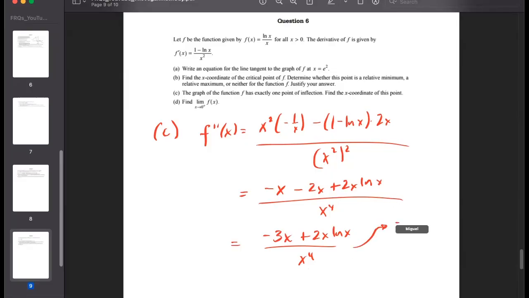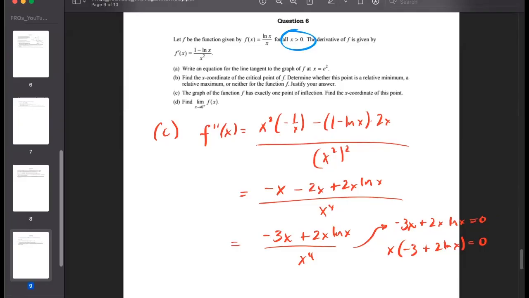So I can just set the top equal to 0. Factor out an x and have negative 3 plus 2 natural log of x is equal to 0. Now, technically, we can say that x equal to 0 is one of the possible points of inflection in this case. But like we mentioned before, natural log is not defined at 0, so we can't even use that point. And at the very top, they tell us that our function is defined when x is greater than 0. So x can never equal 0 in this case. So we're not even going to worry about that x in front of the parentheses.